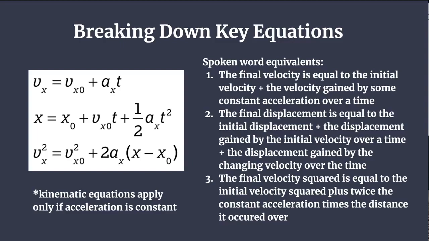The final displacement is equal to the initial displacement plus the displacement gained by the initial velocity over time plus the displacement gained by the changing velocity over the time. And then lastly, the final velocity squared is equal to the initial velocity squared plus twice the constant acceleration times the distance it occurred over. Now let's break them down.